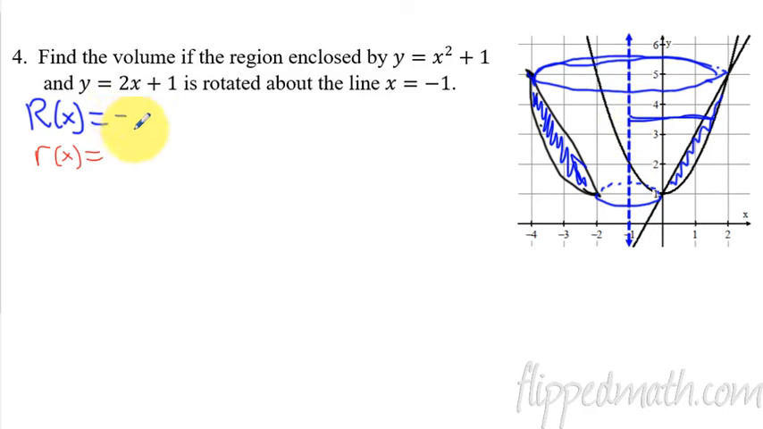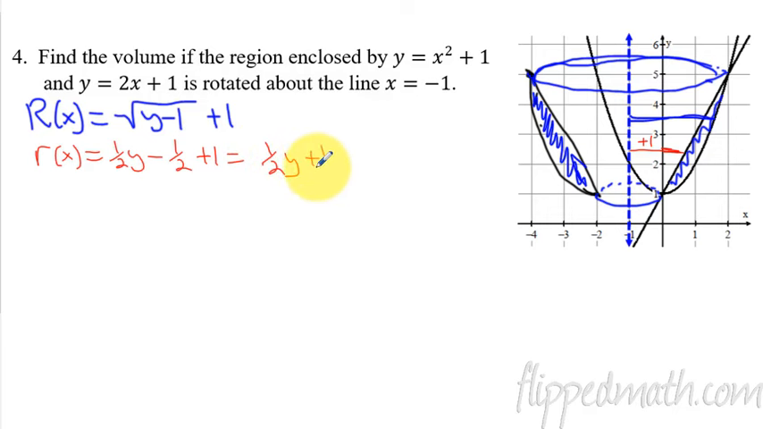So what do I have? I have the square root of y minus 1, and that's the distance from the y-axis, and then I'm going to add an extra 1 to it, plus 1. That's the radius to the outside. The radius of the inside is 1/2 y minus 1/2, but then we have to add the extras, because remember, we're going from here to here. This is the part right here that's the equation, and then we have to add an extra 1 to it from right here, so plus 1. And then you could clean that up a little bit. That would equal the same thing as 1/2 y, negative 1/2 plus 1 is just a positive 1/2.